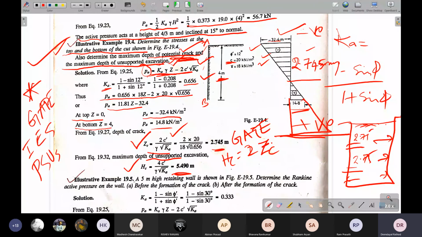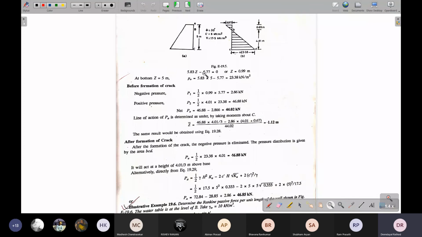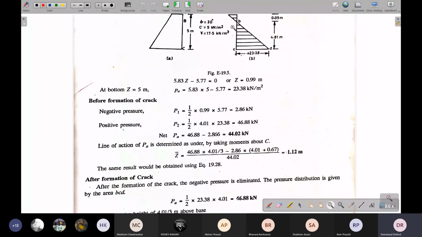See here what is asked in the next problem. Height is given. Determine the Rankine earth pressure before formation of the tension crack and after formation of the tension crack. Same formula we use. Before formation of the tension crack means this part. After formation, we will consider only this part. The tension crack is formed and this would be 0.